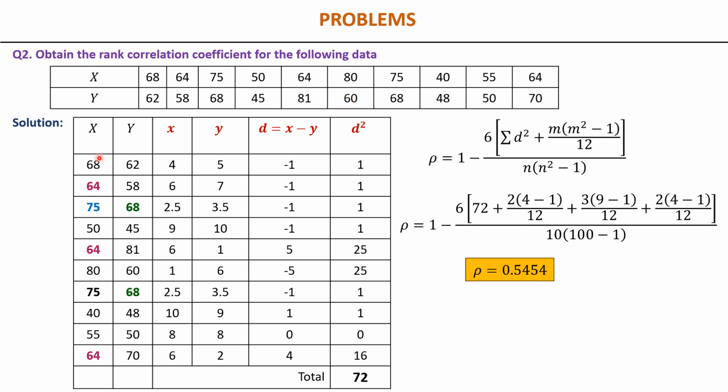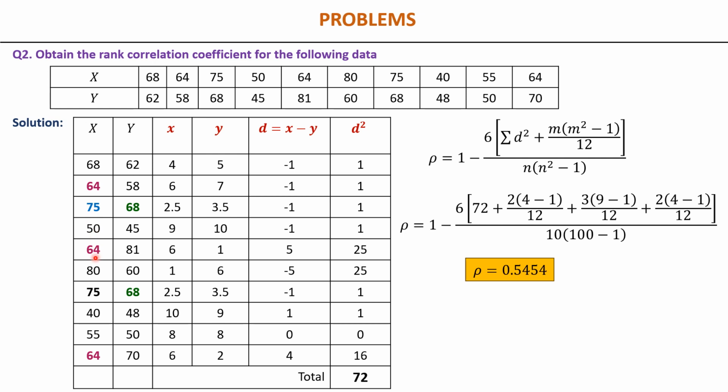So we have x values. I have just taken a different color for the repeated marks. So we see here that 80 is the top mark in x. As the ranking process is done, the top mark gets the top rank. So 80 gets the first rank. Now look at the next number. The next number that we have is 75. You see that 75 is repeating twice. So it's here and it's here.